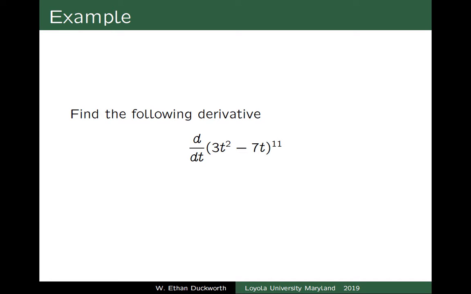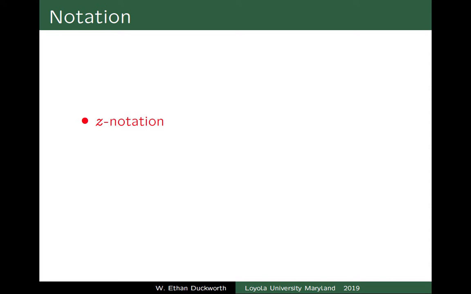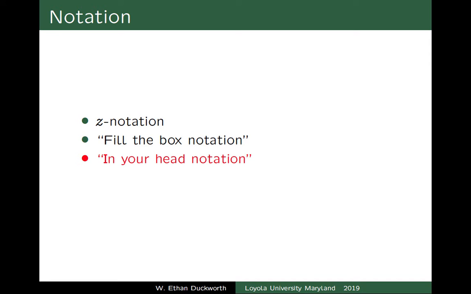In this example, we're going to look at the chain rule to find the derivative of (3t squared minus 7t) all raised to the 11th power. And I'm going to do it in three different ways. I'm going to use the z notation, or the fill the box notation, or the in your head notation.